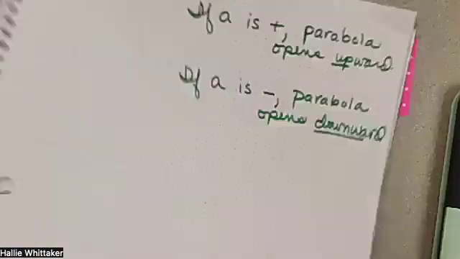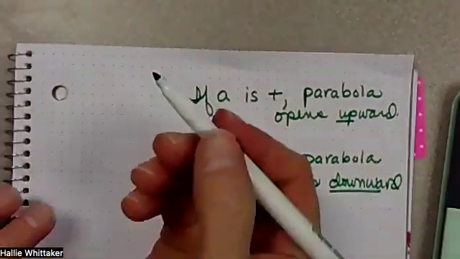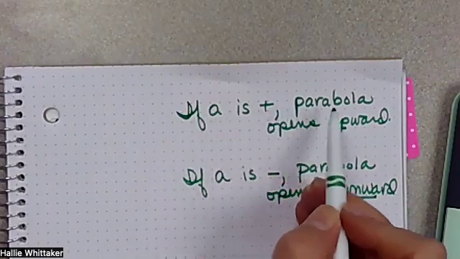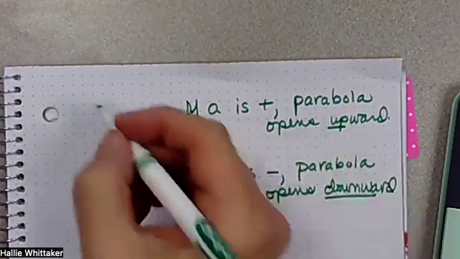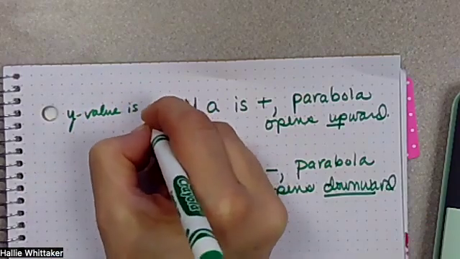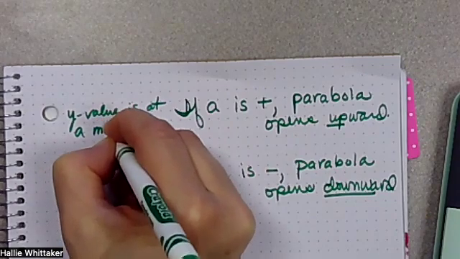Okay, so let's summarize that over here. You're going to have questions related to that. If A is positive, the parabola opens upward, so the y value is at a minimum.